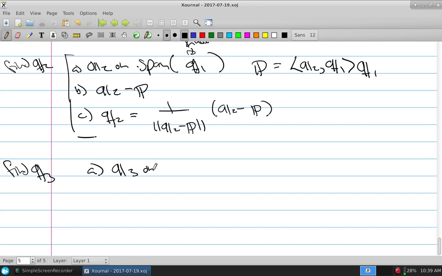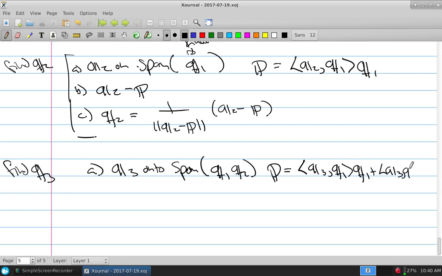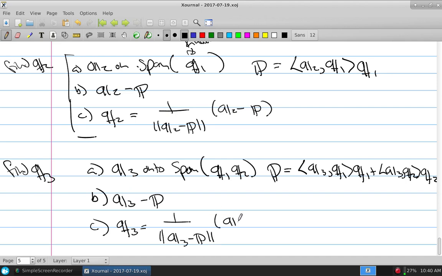How do I find Q3? A: I'm going to take A3 onto the span of what's known now. I know Q1 and I know Q2. So that projection is what? What's the least squares technique? It's the coordinates, which is A3 onto Q1 times Q1 plus A3 onto Q2 times Q2, which is some sort of vector. B: I take A3 minus P. C: Q3 is now 1 over the magnitude of that times that. I have now found Q3.